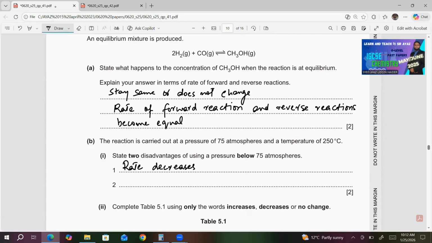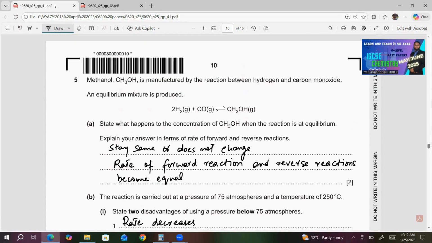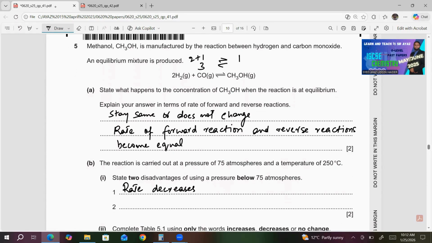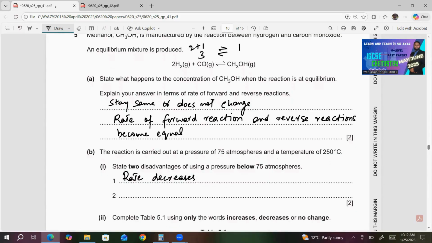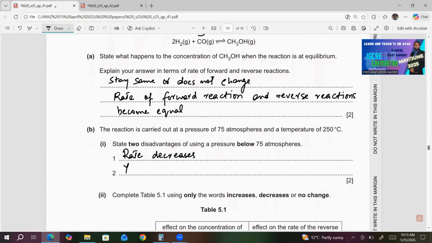What else will happen? If you look at the equation, how many moles of gas are on the reactant side? We have 2 plus 1, which makes 3. Now on the product side, we have 1 mole, which means higher pressure will move the equilibrium to the right-hand side. Or you can even say we will get a higher yield of methanol. If you decrease the pressure, this will decrease the yield of methanol. So I'm going to write yield of methanol.